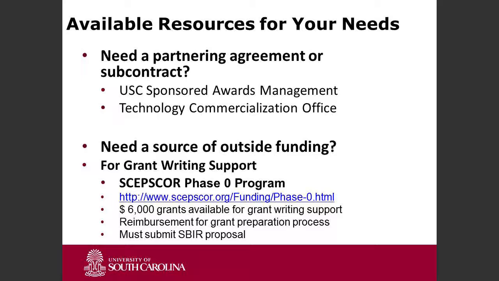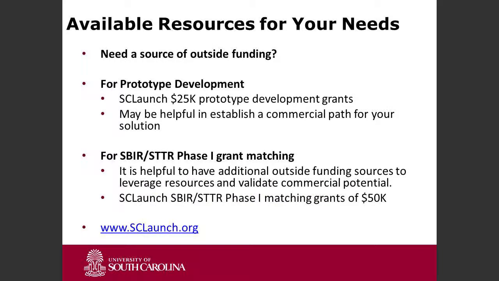If you need a source of outside funding, there is a Phase 0 program, and we encourage people to apply for that. With Phase 0, you can get $6,000. All you have to do is have a Phase 1 identified that you want to go after. That's $6,000 to help you fund preparing for the grant, so you can hire consultants, buy supplies, do travel or whatever. They do have restrictions on how much of that budget can be used for what categories, so you have to talk to them about that. But we encourage people to do that, and that's a great program.